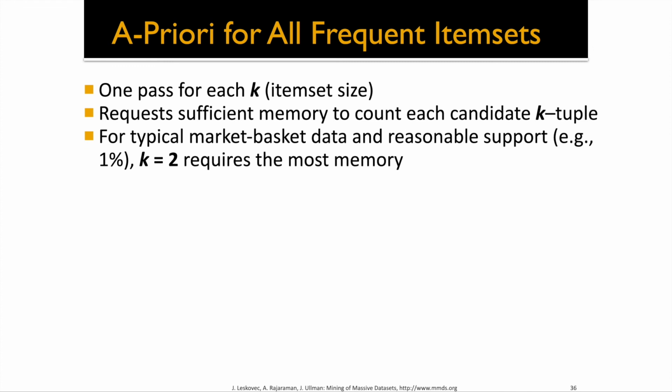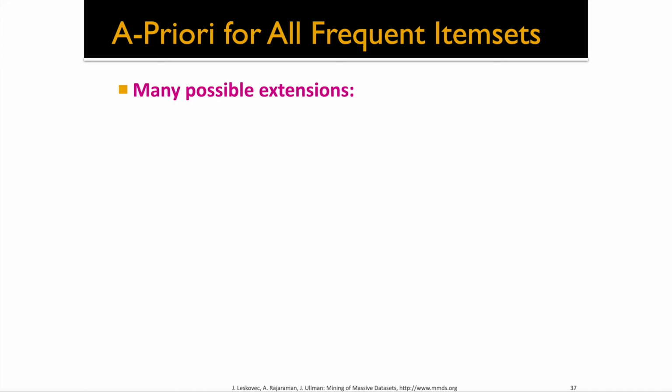For this kind of analysis, the time where we have to spend the most memory is when we look at all of these pairs, because the number of pairs that we'll see is going to be much larger than the number of triples or 4 tuples or 5 tuples. So the time where we consume the most memory is when k equals 2. And then once k equals 3 and 4 and so on, our memory pressure decreases.